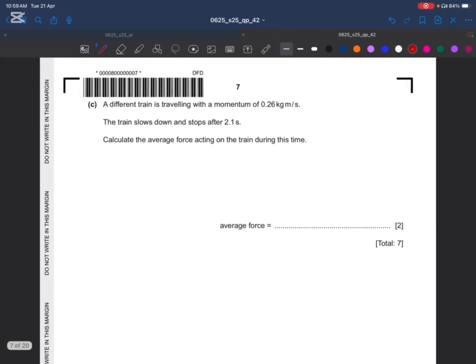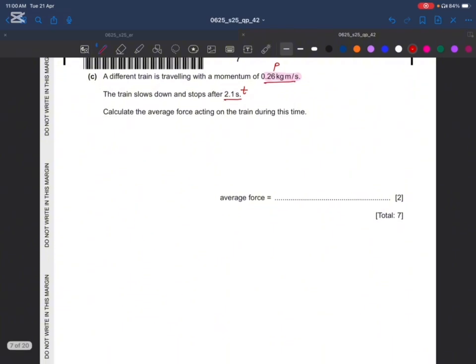As far as part C is concerned, a different train is traveling with a momentum of 0.06. Here you have the momentum, not the mass, not the velocity, but the momentum is given. The train slows down and stops after 2.1 seconds, so time is given. Calculate the average force acting on the train during the time.